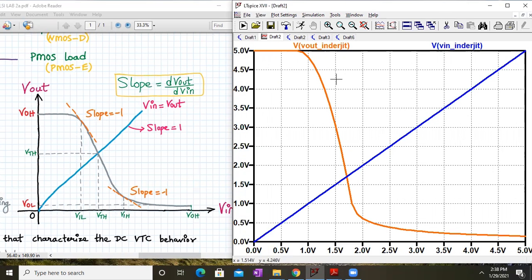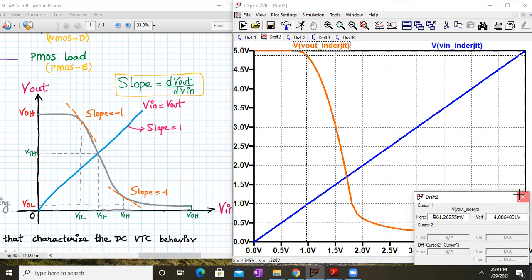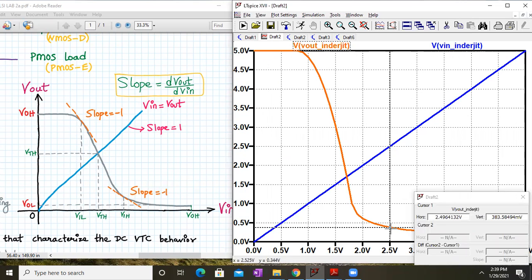So see how difficult it is. We don't know where exactly your slope is -1. It is very difficult to determine over here. And also, to determine the lower value. See, VIL also it's very difficult at -1. Whereas VOH we can directly calculate.